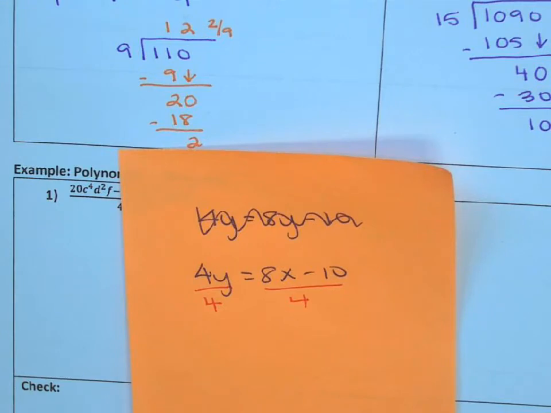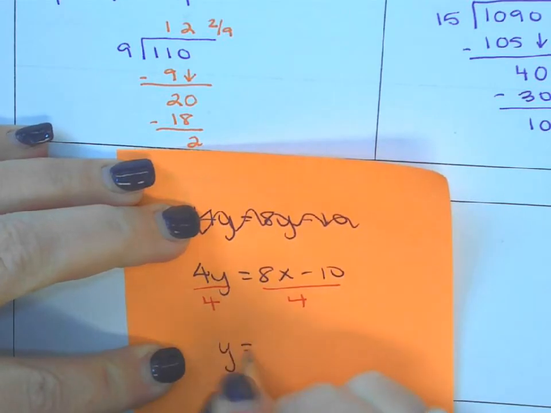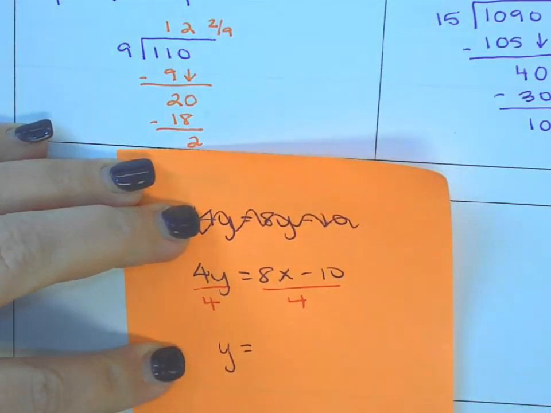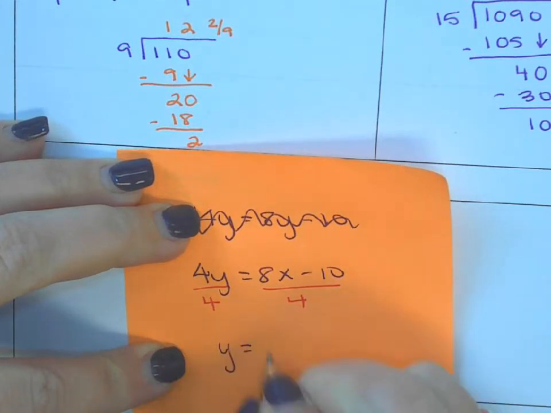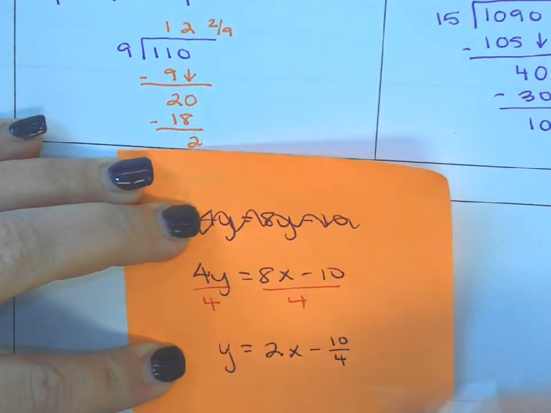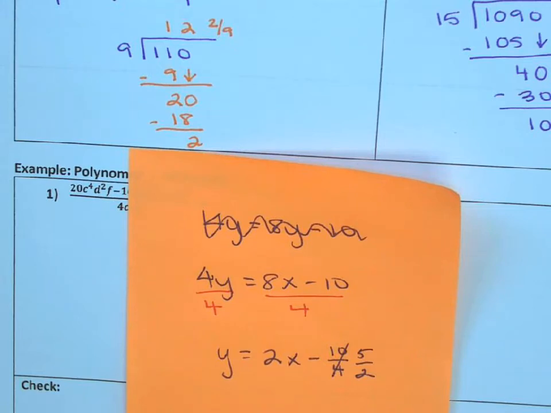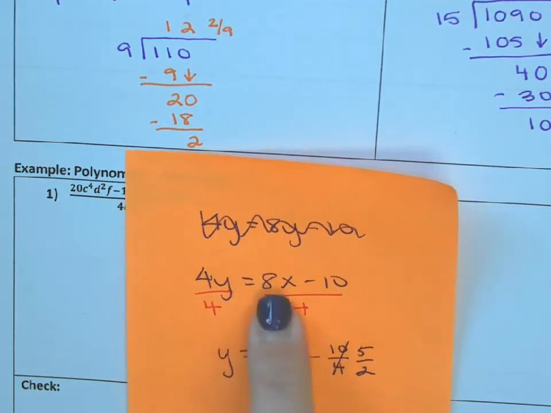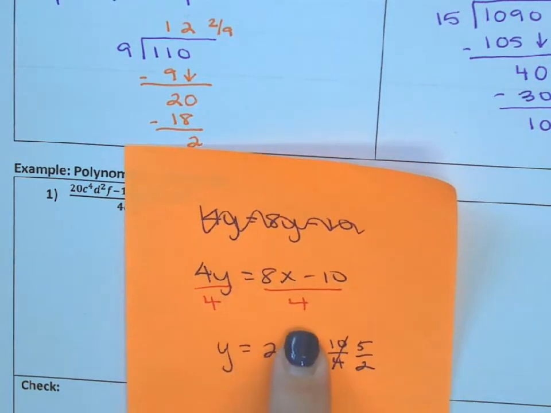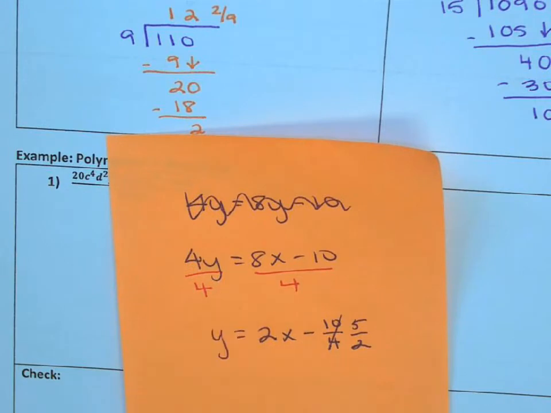So far, so good? Now, on the left side, I have y. What do I have on the right side? Blake, go ahead. 2x minus 10 over 4. Oh, well, which would be 5 over 2. Okay, 5/2. Is that okay? The reason being, because when you divide, this is technically a polynomial. It's a binomial. It's 2 terms. Okay? And when we divide by, this is called a monomial. It's a single term. All you're doing is you're dividing each of those terms by that 4.